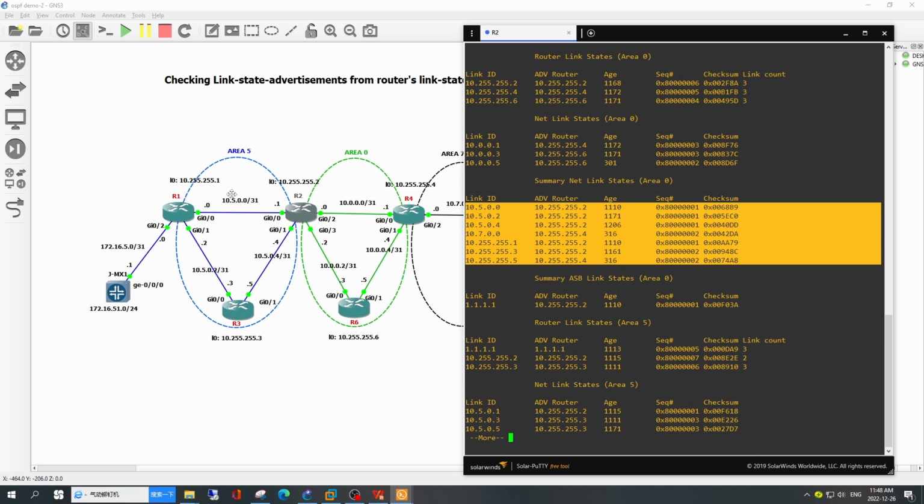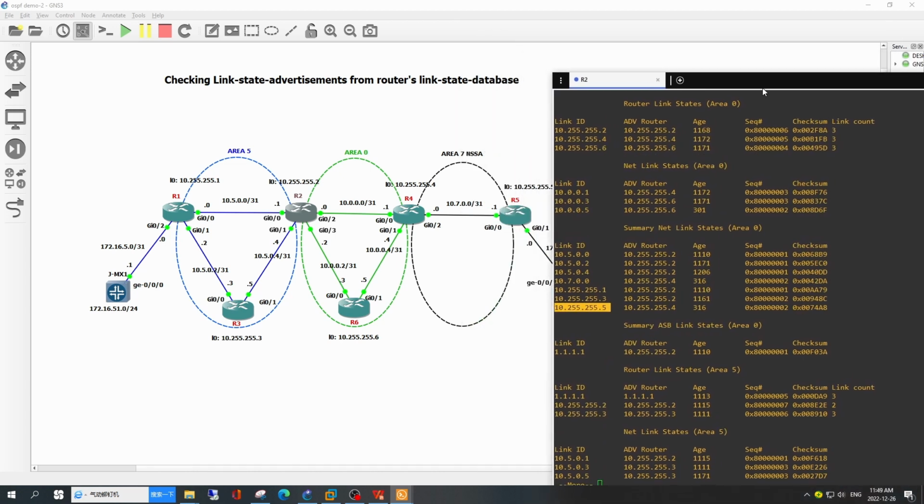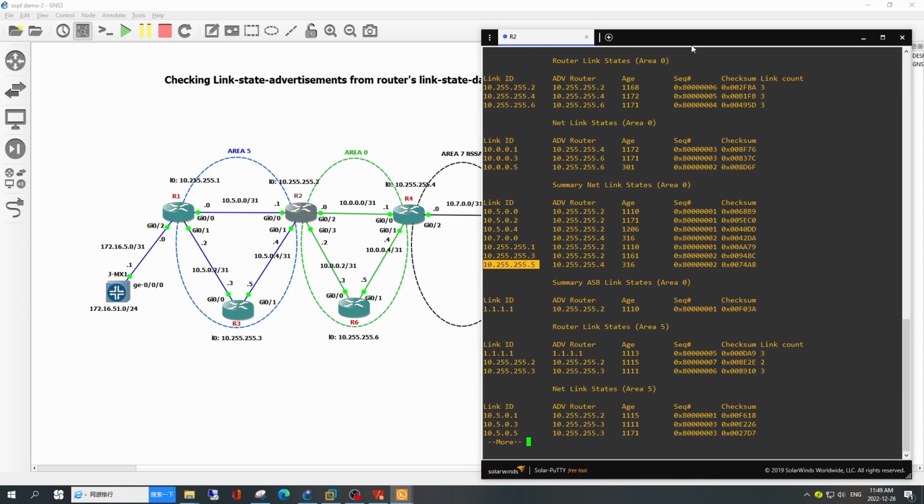10.5.0.0 is a link between R1 and R2. The second is 10.5.0.2, the link between R1 and R3. The third one is 10.5.0.4, a link between R3 and R2. Also here is 10.25.25.1, the loopback address of R1. 10.255.255.3 is the loopback of R3. The other one, 10.255.255.5, is R5.